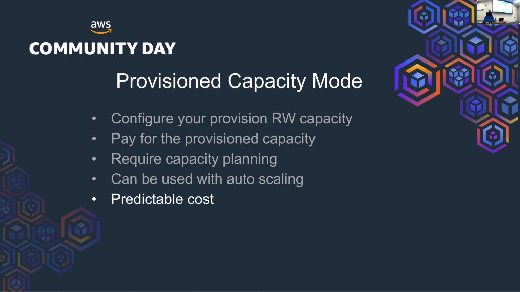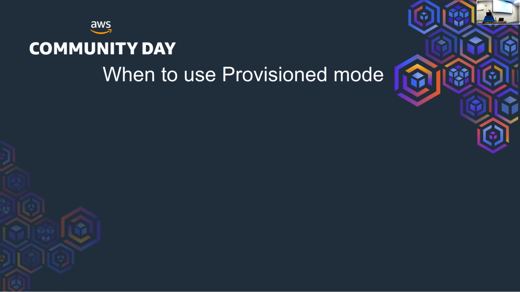The predictable cost is a big benefit of provision capacity mode. With on-demand mode, it is easy to implement, but it's also easy to forget about it and suddenly find out, many $1,000 bill for your small databases, especially if your schema design is not proper. I have seen customers actually paying for that, because they were doing full table scans, and that is a very bad thing.